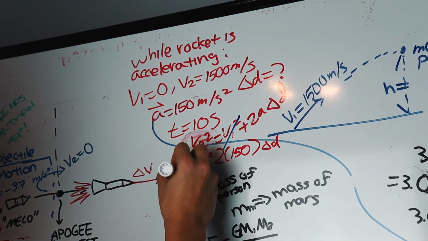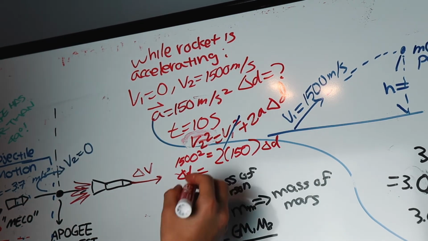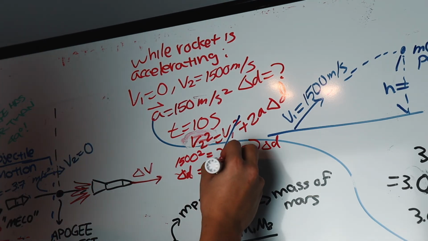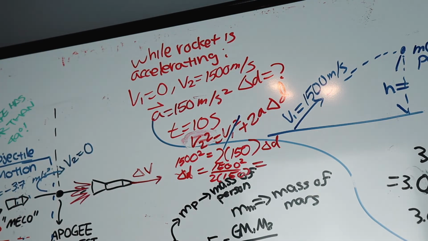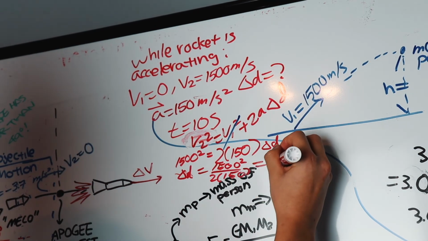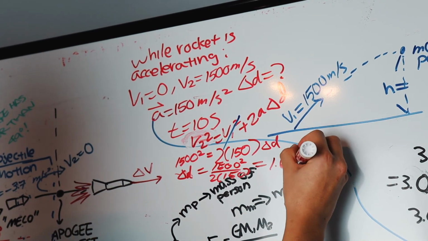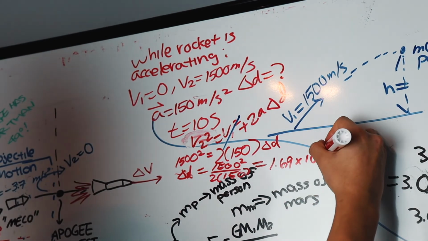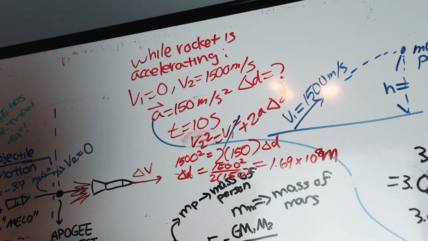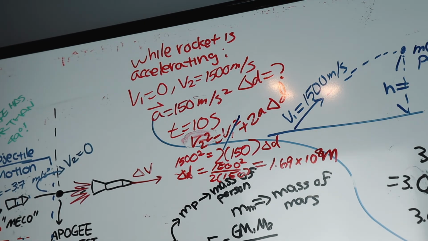In order to get the displacement, d equals 1500 squared over 2 times 150, which equals 1500 squared divided by 150, which is going to be 1.69 times 10 to the power of 8, in meters. So that's the displacement we covered.